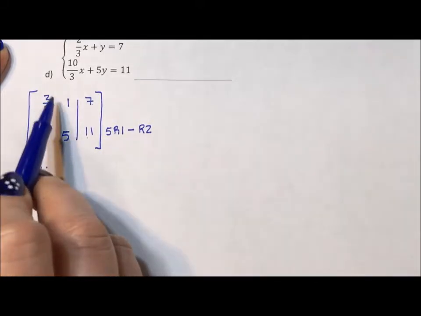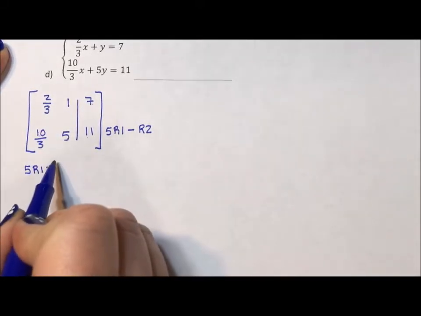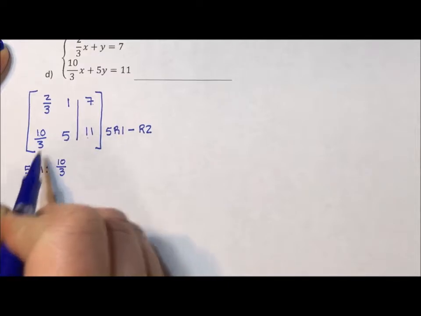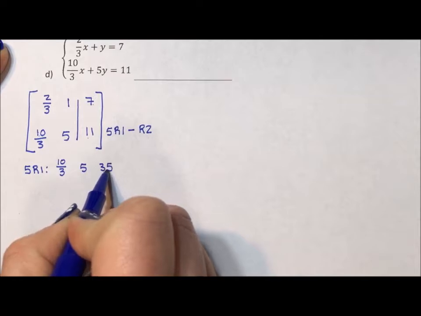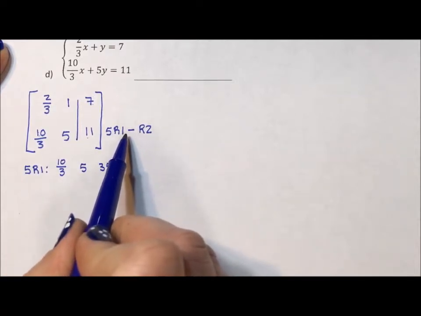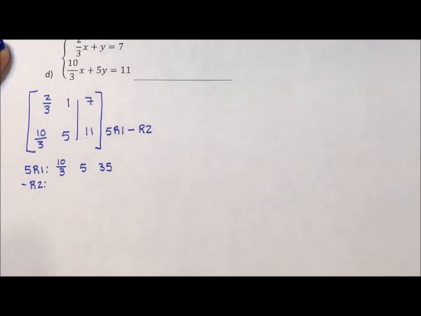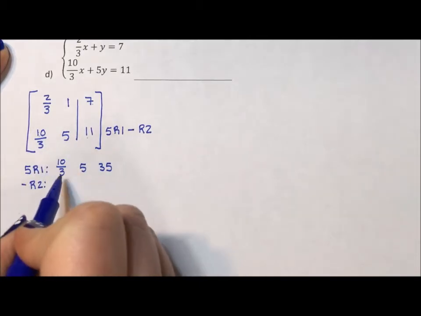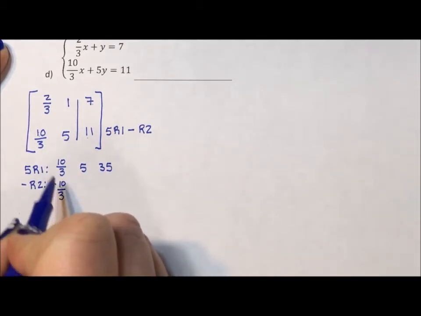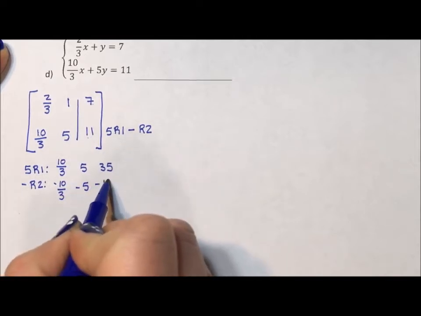Okay, so I'm going to start by writing out what 5 times row 1 is. So 5 times 2/3, the 5 only multiplies the numerator, otherwise I'm just finding an equivalent fraction. 5 times 2/3 is 10/3. 5 times 1 is 5. 5 times 7 is 35. All right, now we want to do -1 times row 2. That way we can add down and have better success throughout the process. So -1 times 10/3 is -10/3. -1 times 5 is -5. -1 times 11 is -11.